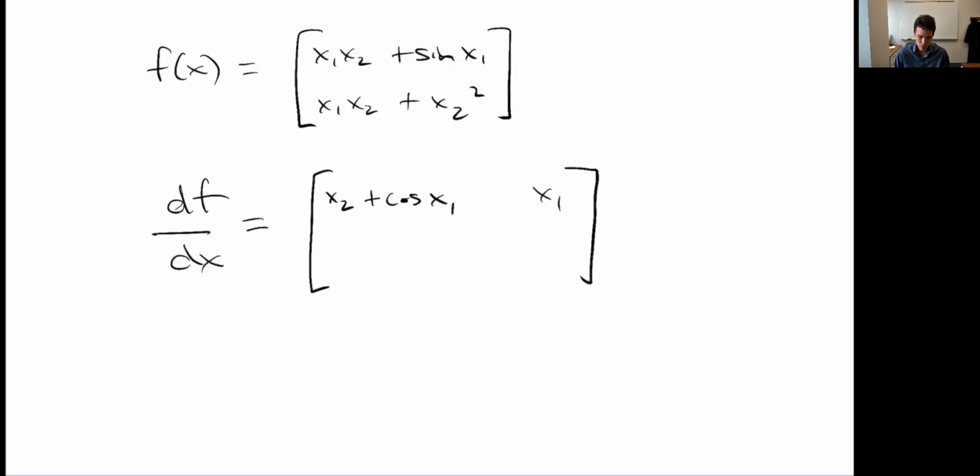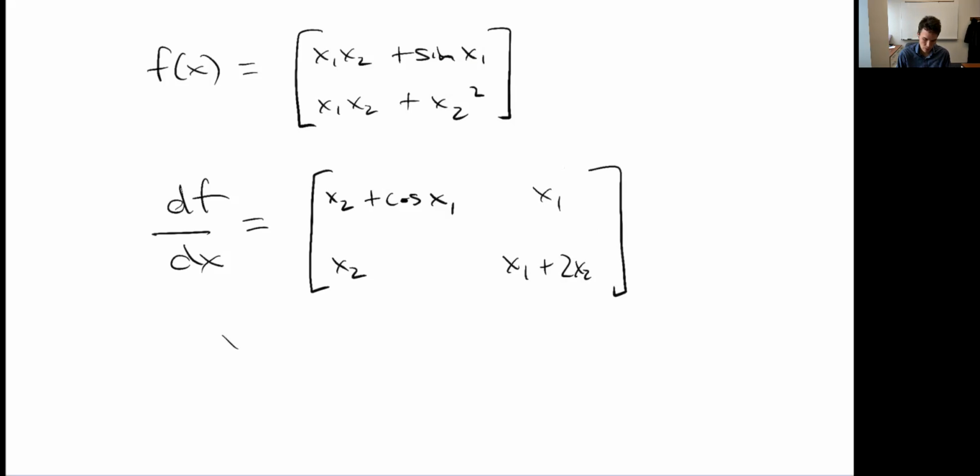Second row is now the partial of f2 with respect to x1 and the partial of f2 with respect to x2. So the partial with respect to x1 just gives me an x2, and the partial with respect to x2 gives me x1 plus 2x2. Sorry, it's getting too cramped there. Okay, so that's symbolically, of course, we're going to be doing these numerically.